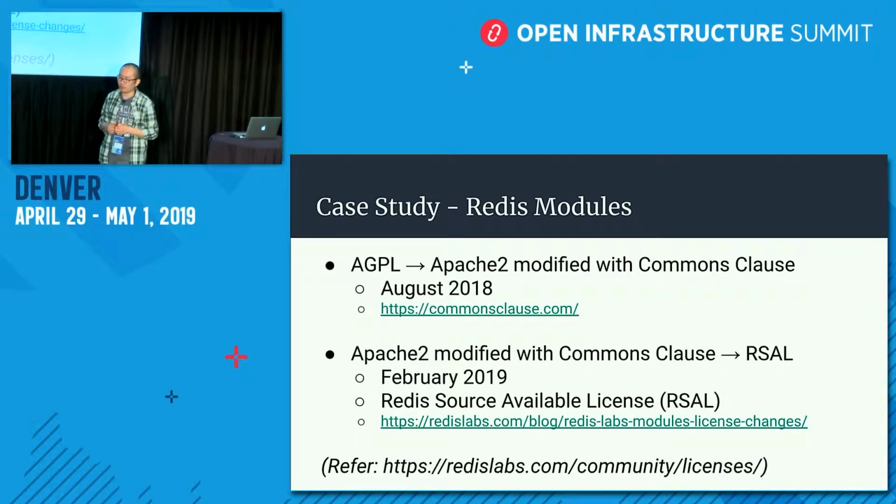Several months later, this year in February, Redis Labs decided to change the license of the Redis modules again, from Apache 2 with the Commons Clause to RSAL. RSAL stands for Redis Source Available License. It was created by Redis Labs itself. The license definition has a lot of clarification for the confusions, so I think it is more clear now. But as I mentioned, the license change is only for the Redis modules. Here is a link for all the licenses for the different Redis modules.